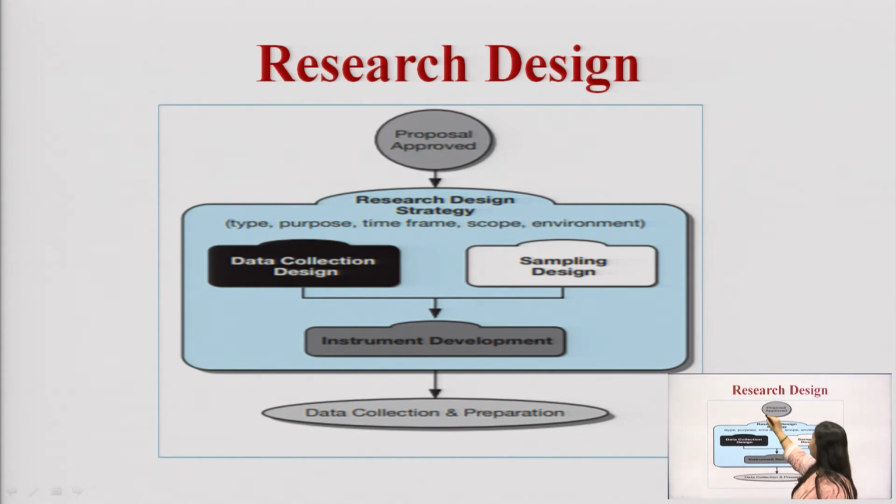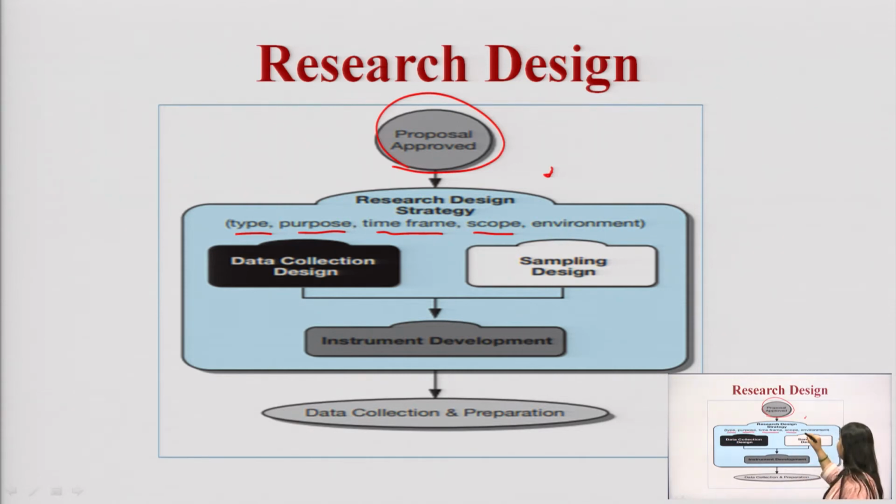So take a look at the research process, where the research design exists. It starts after the proposal approval. Means this topic we completed in the last lecture: how to develop a research proposal and what the process of approval of that proposal is. After your proposal is accepted, we are going to design our research strategy, and this depends upon the type, purpose, how much time we need to conduct our research, what the scope or future implication of our study is, and in which environment we are going to conduct our research.